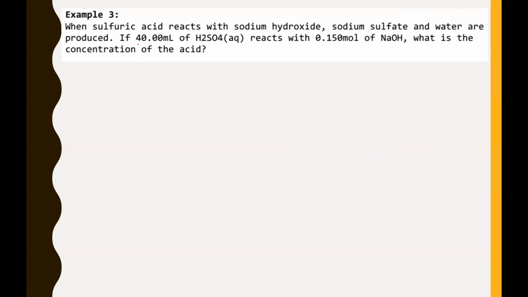This time it gives us a quantity of H2SO4, that's your sulfuric acid. And it's reacting with a certain number of moles of your sodium hydroxide, your NaOH. But we're looking for a concentration of the acid. Remember concentration from before. This was just a unit we just kind of cleared up not that long ago. Concentration is measured in moles per liter. It could be measured in other things as well, but when we ask for the concentration, we're pretty much always talking about moles per liter.